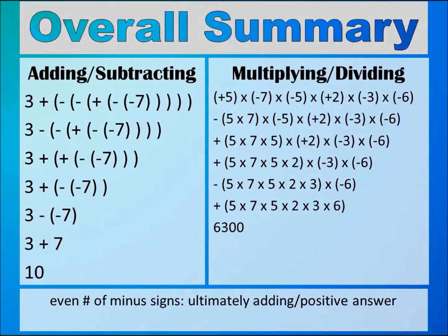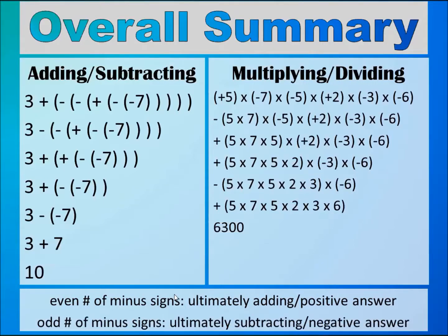You can also think that if you have an even number of minus signs, you're undoing itself. So you can think minus going one way, and then opposite of that is positive, and you're doing that an even number of times, so you'll end up back where you started.